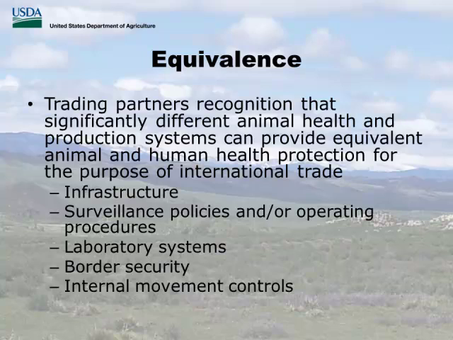What type of surveillance do they have? Do they have the laboratory system that can actually identify the disease? Do they have the capacity to handle it? Is there border security so that they don't get it from another country coming across? Do they actually have internal movement controls that they can put in? So it's equivalence. They're looking at, is that country able to provide us assurance that they can safely export to us?